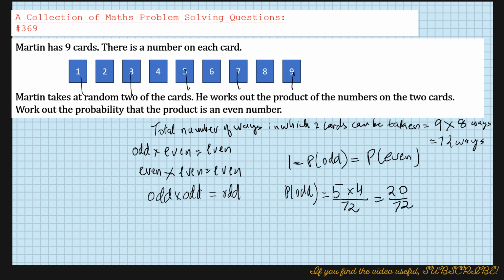So now, therefore, the probability that the product is even would be 1 minus 20 out of 72, and that is 72 minus 20, which is 52 out of 72. You can simplify this: 4 times 13 is 52, 4 times 18 is 72. So 13 out of 18, and that's the answer.